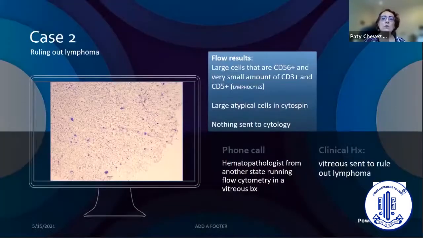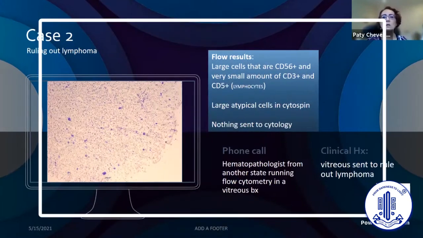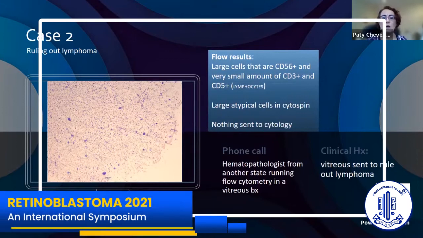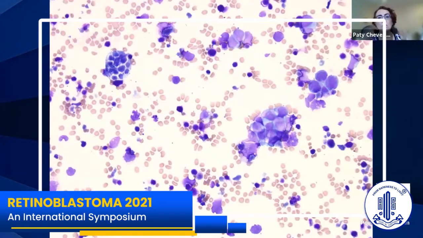Okay, so sometimes there are patients that have very atypical presentations. I'll quickly show you this one. I got a phone call from not an ophthalmologist, a hematopathologist working on a flow cytometry to rule out lymphoma. And she tells me, this is not lymphoma. I see a lot of cells. Can you please look at this? So this is outside in another state. So she sends the slide, only one slide.